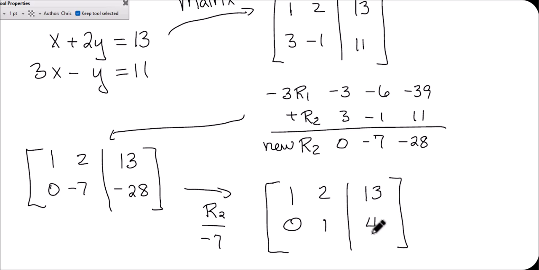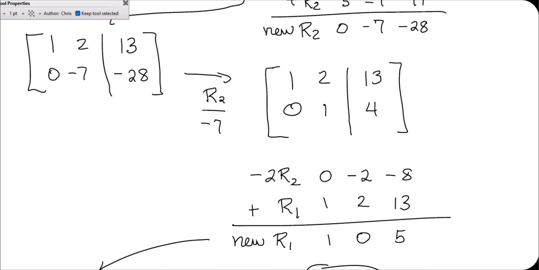So we're almost there. I've got a 1, a 0, and a 1. Finally, I'm going to use this 1 to make a 0 above it. So I'm just going to take row 2, multiply it by negative 2, and add it to row 1.